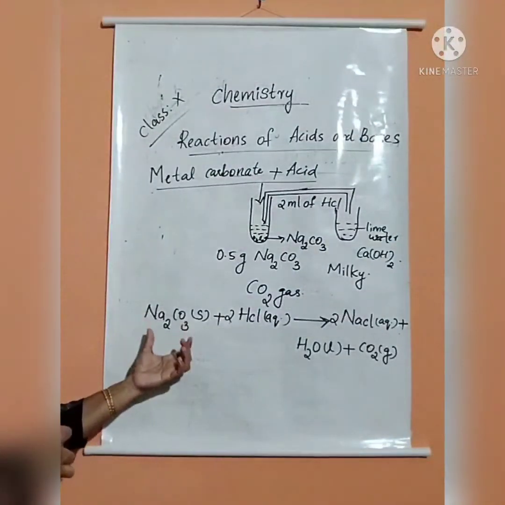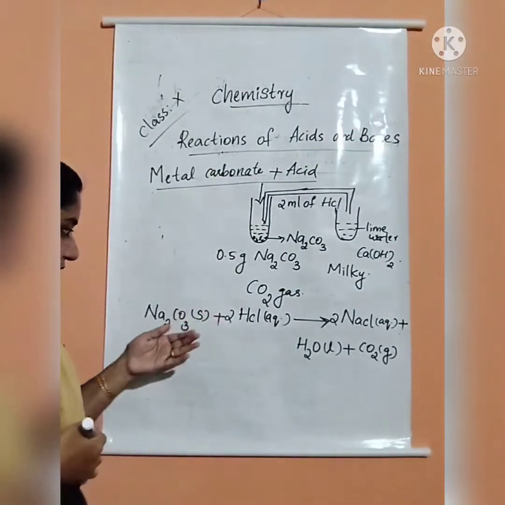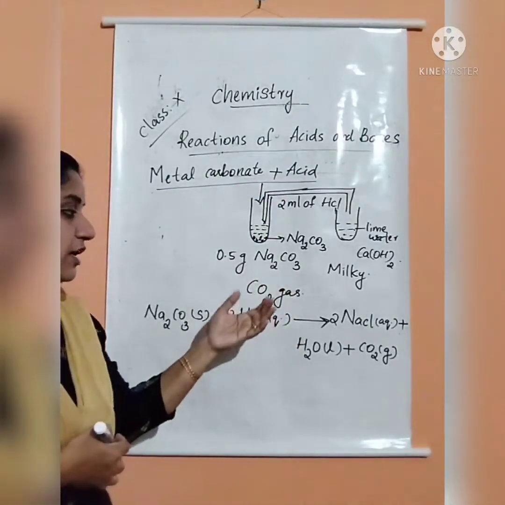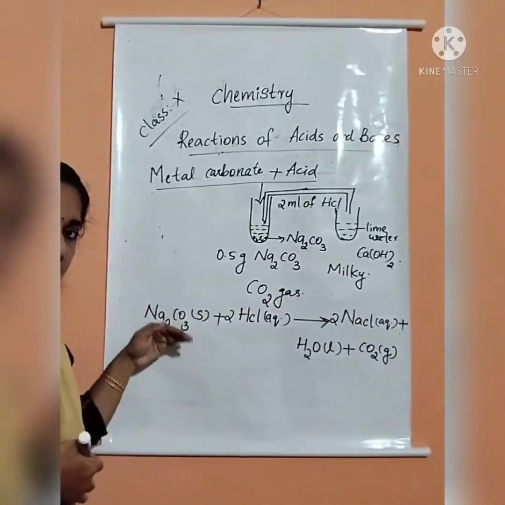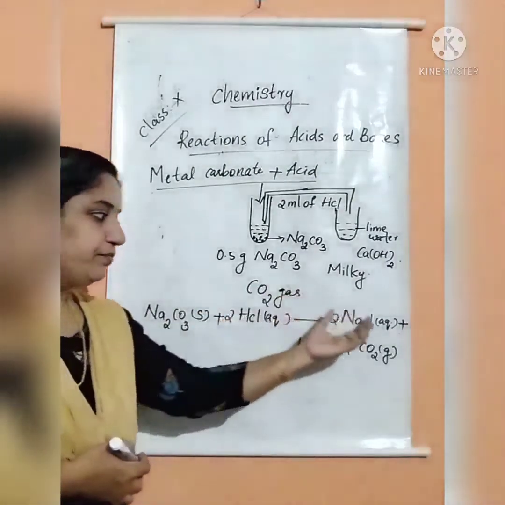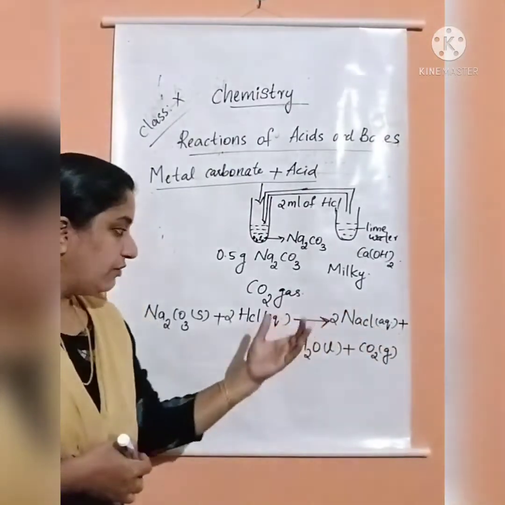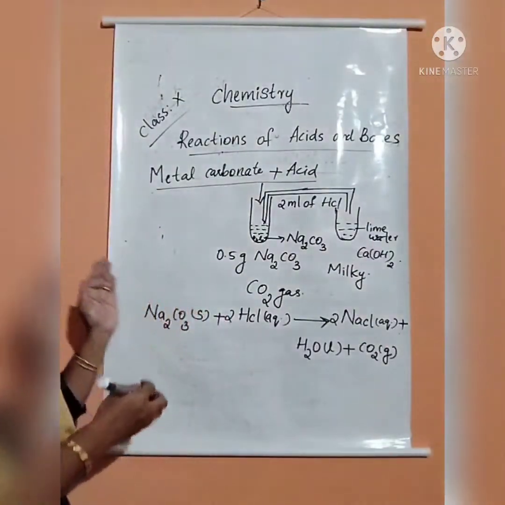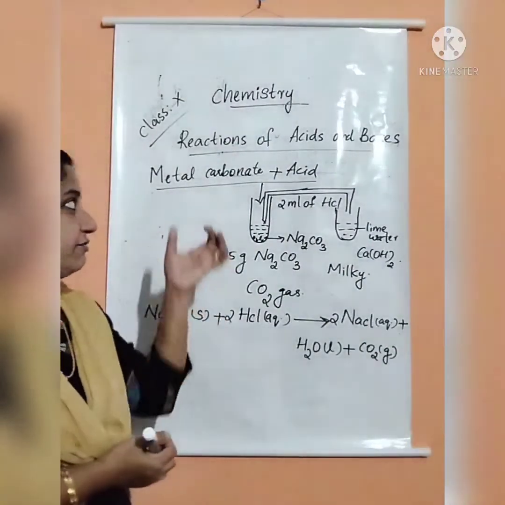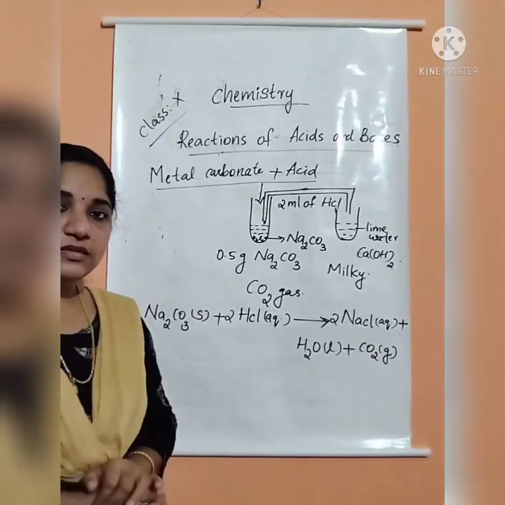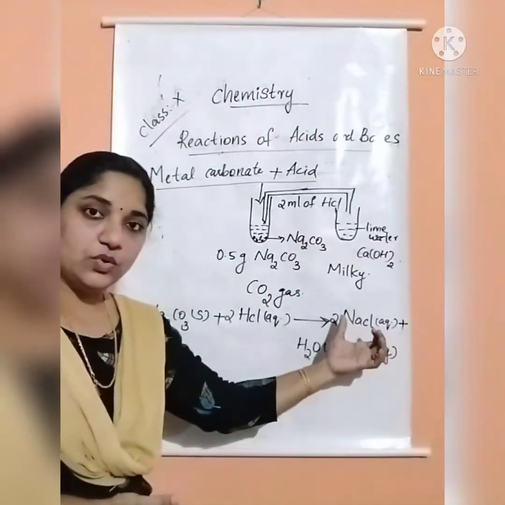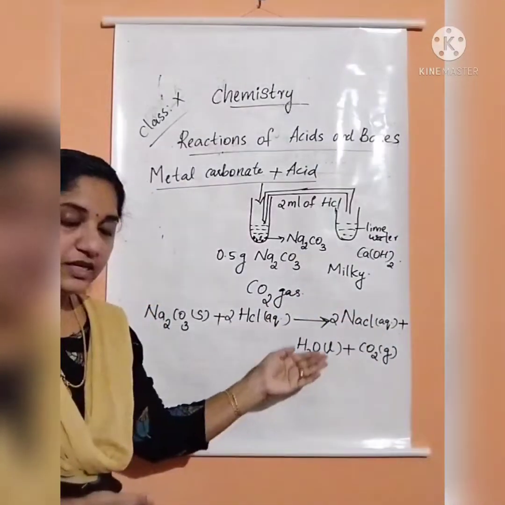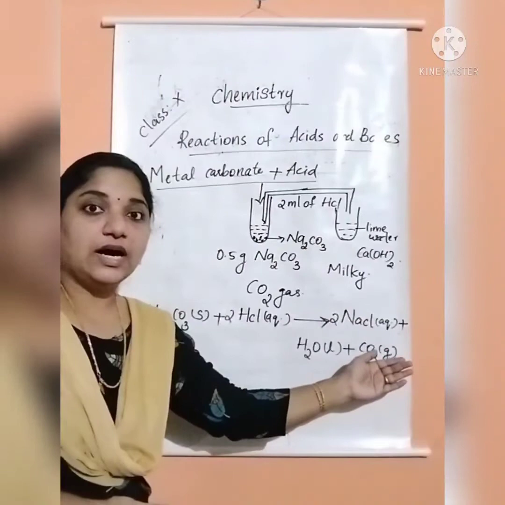Look here, sodium carbonate. It is a metal carbonate. Sodium is a metal that reacts with the hydrochloric acid. When a metal carbonate reacts with the acid to form corresponding salt, water, and carbon dioxide gas. What are the products formed between the reaction of metal carbonate and acid? Yes, corresponding salt, sodium chloride. Here it forms sodium chloride, that is a salt, and water, along with the carbon dioxide gas.